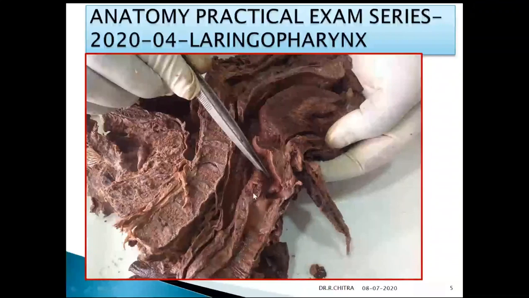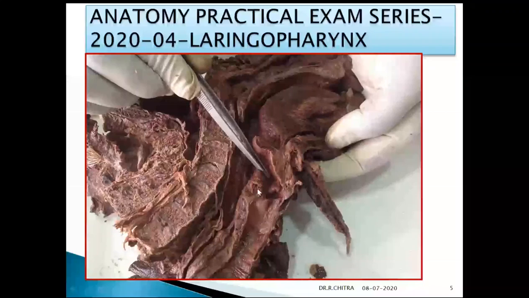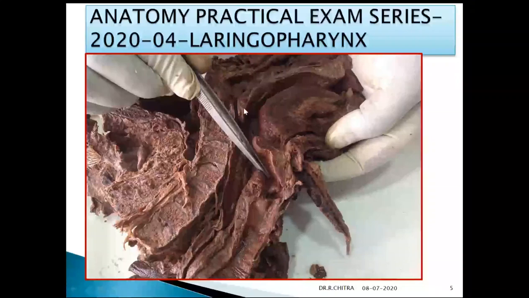Below the laryngeal inlet, the anterior wall is formed by the posterior surface of the arytenoids and by the lamina of the cricoid cartilage. So if you see entirely, the pharynx does not have an anterior wall. All parts are communicating with the nasal cavity, oral cavity, and larynx, except this lower part. So this is the little anterior wall of the pharynx.